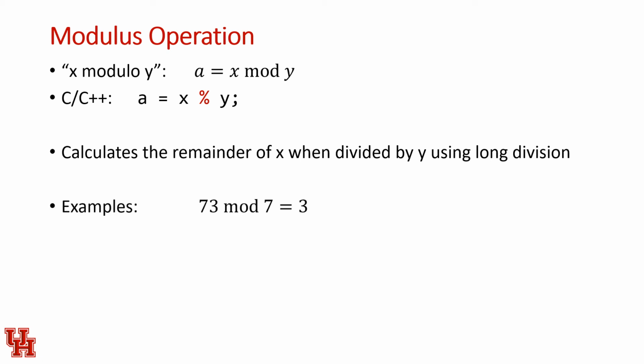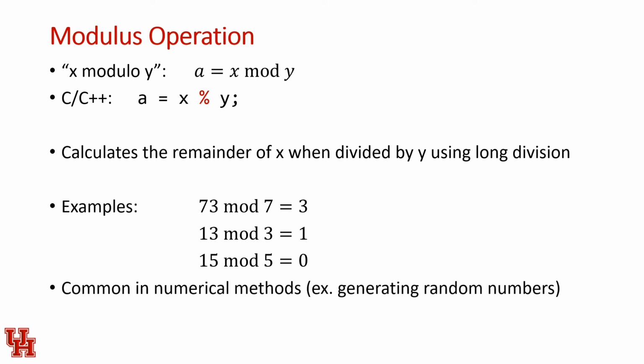So, as an example, the modulus of 73 and 7 is 3, because 73 divided by 7 is 10 with a remainder term of 3. The result of 13 modulo 3 is 1, since 13 divided by 3 is 4, with a remainder term of 1. The result of 15 modulo 5 is 0, because 5 evenly divides 15.